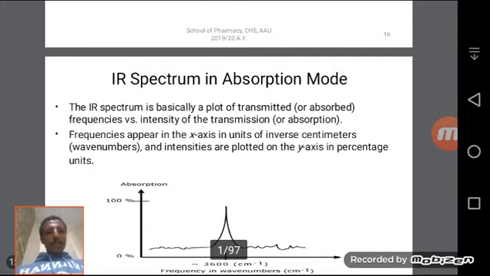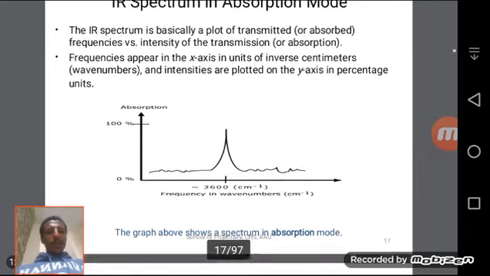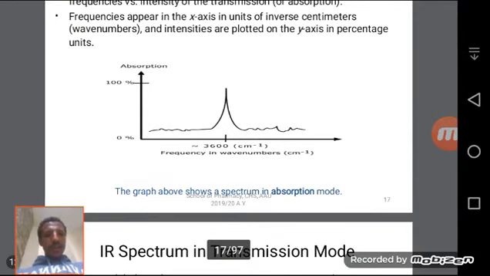The IR spectrum is basically a plot of transmitted or absorbed frequencies versus intensity of the transmission or absorbance. Frequency appears on the x-axis in units of inverse centimeter or wave number, and the intensities are plotted on the y-axis in percentage units. As we see in the picture, the spectrum is plotted as absorbance versus wave number or frequency.